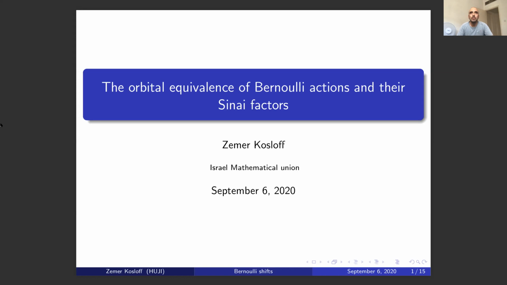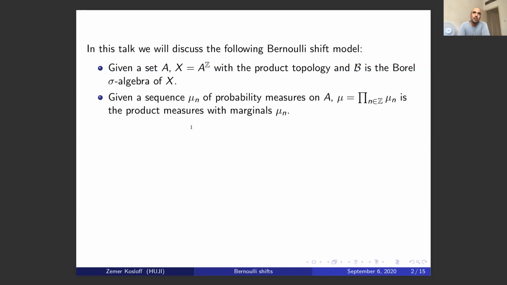So we're going to talk about the Bernoulli shift model, which the stationary version is one of the most classical examples of dynamical systems. We're given a set A, which you should think is either a nice metric space or a discrete set. Then we have the product topology on the bi-infinite sequences with values in A, and B would be the Borel sigma-algebra. The measures that we're going to be considering are product measures. So we have a sequence of measures on A, and we join them as an infinite product measure. We call mu the product measure with marginals mu n.